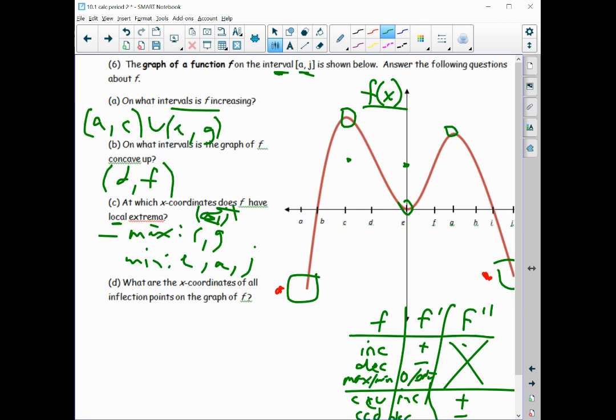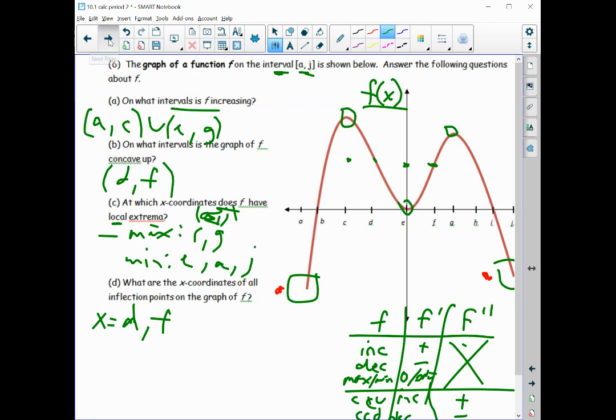Now, what are the x-coordinates of all the inflection points on F? Again, I'm looking at F. Inflection points are where we change from concave up to concave down. I didn't realize that had moved. So that's just going to be from x equals D and F. Okay.